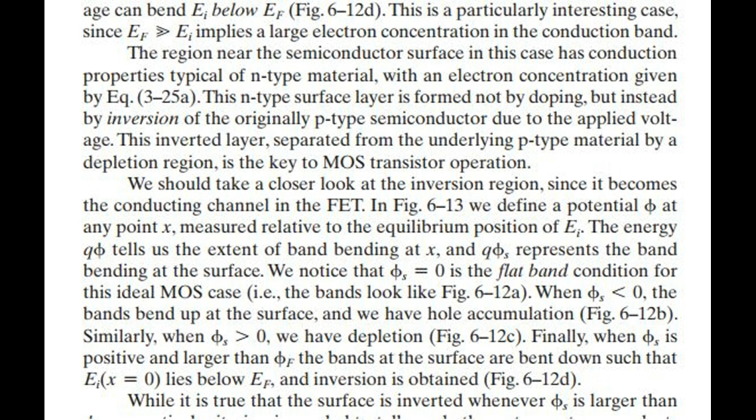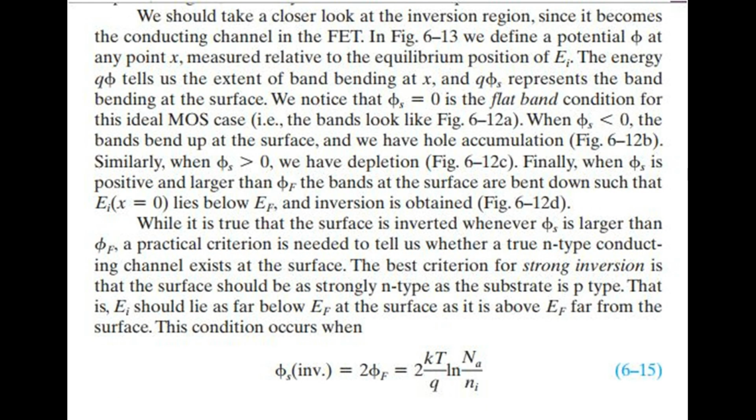When φ_s < 0, the bands bend up at the surface, and we have hole accumulation, Fig 6.12b. Similarly, when φ_s > 0, we have depletion, Fig 6.12c. Finally, when φ_s is positive and larger than φ_F, the bands at the surface are bent down such that E_i at x equals 0 lies below E_F, and inversion is obtained, Fig 6.12d.